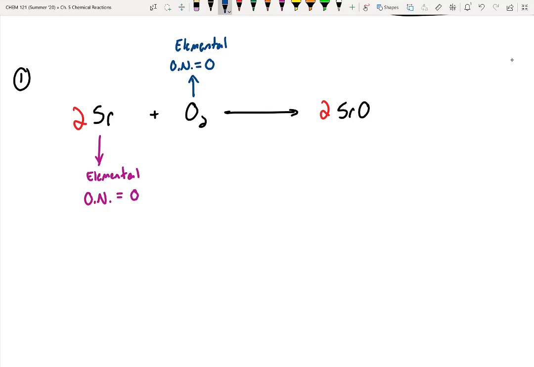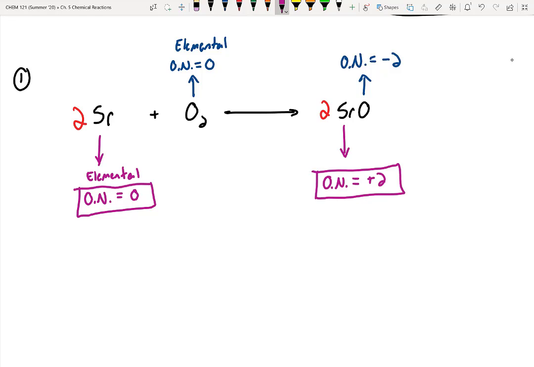Okay, now let's go to the other side, the product side. So we've got strontium over here, but if you notice, the strontium is no longer by itself. It's bonded to the oxygen. So what would the oxidation number be now? So that's where the +2 would come in. Exactly. So now this would be +2. Okay. And now let's take a look at oxygen. What would the oxidation number be now? It'd be the -2. Perfect.